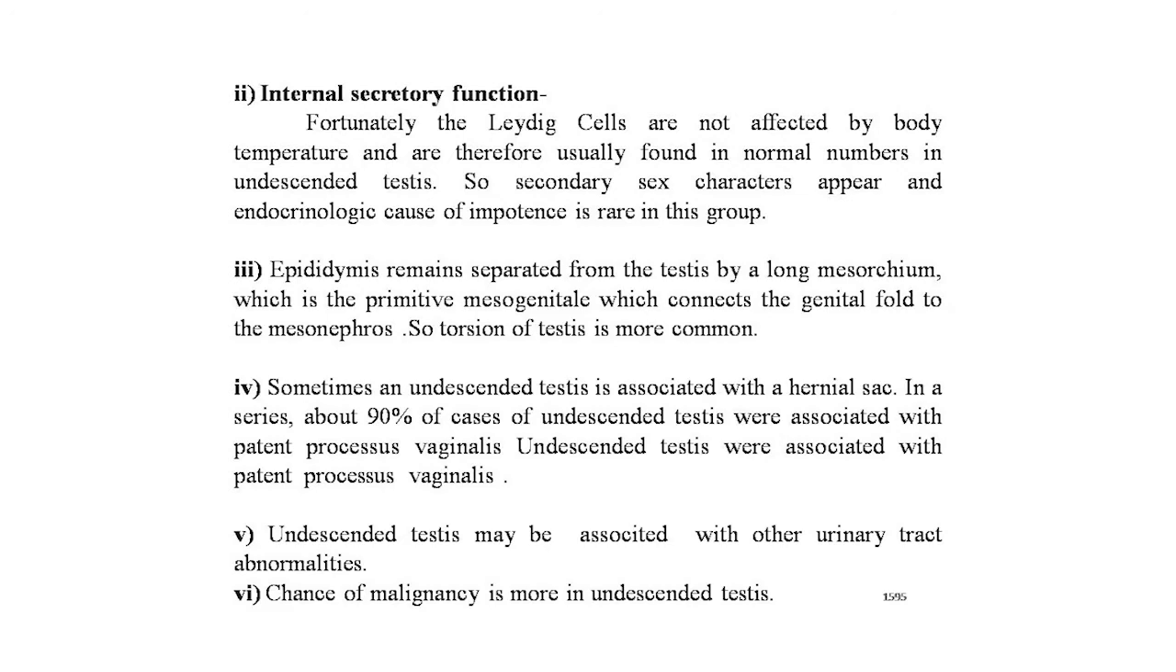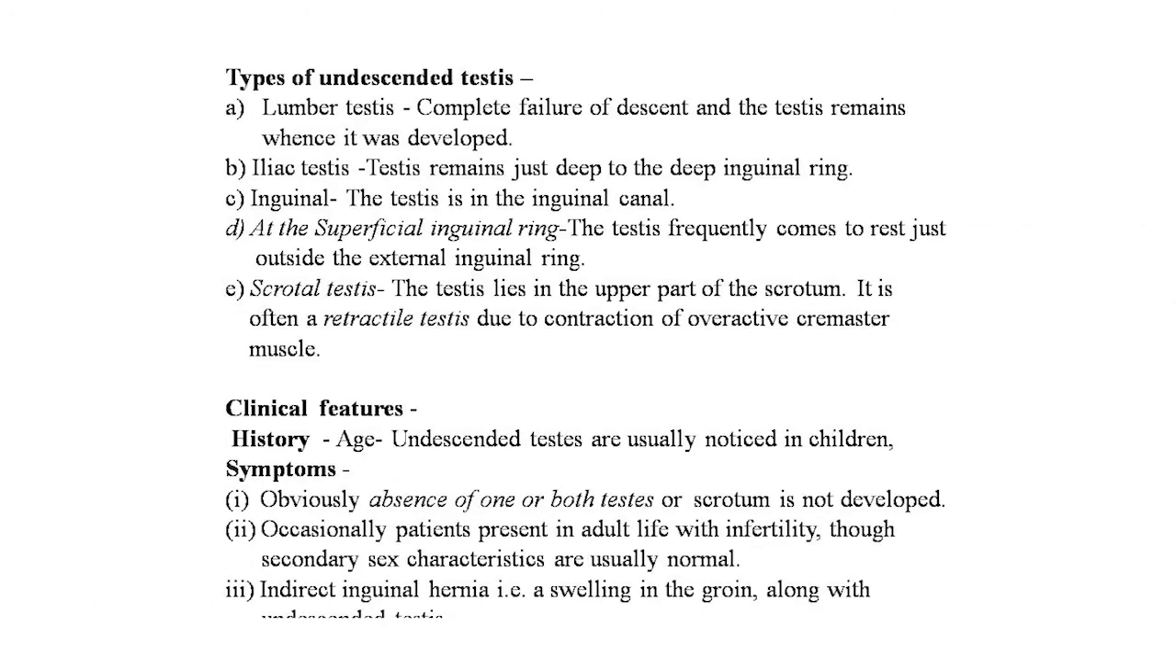Now, the types of the undescended testes are: first is the lumbar testis, complete failure of the descent, and the testis remains where it was developed. Second type is the iliac testis; the testis remains just deep to the deep inguinal ring. Third is the inguinal testis; the testis is in the inguinal canal. Fourth, at the superficial inguinal ring, the testis frequently comes to rest just outside the external inguinal ring.